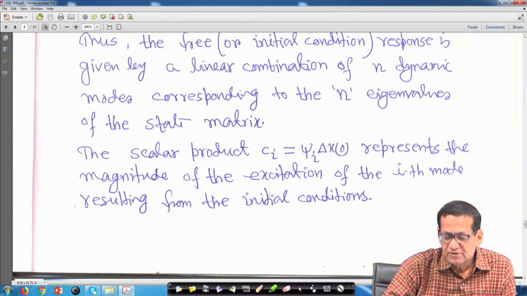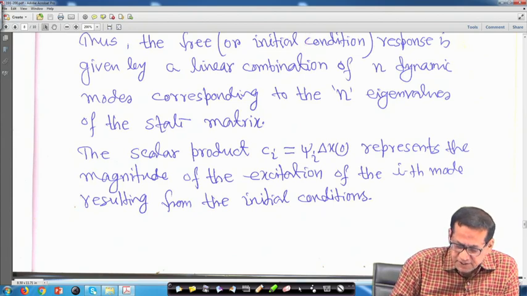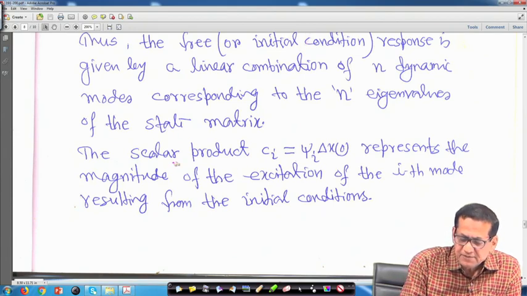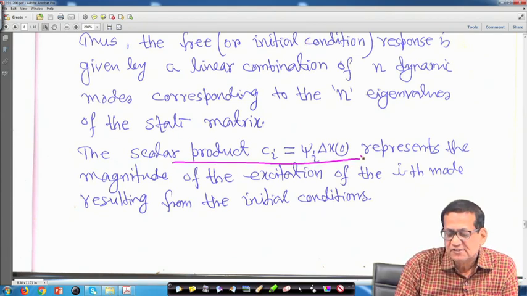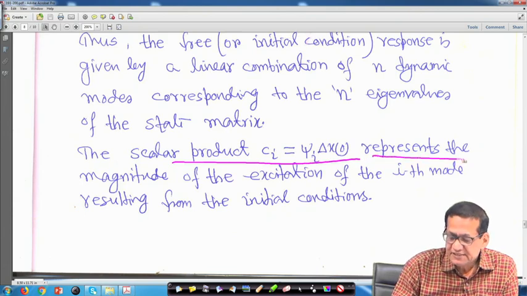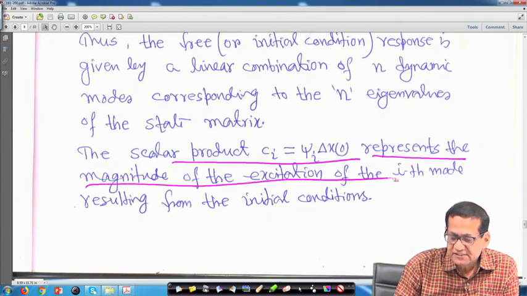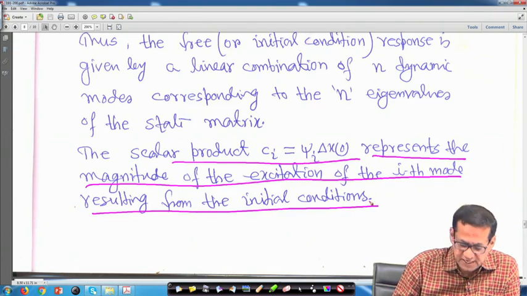Now, the scalar product c i equal to psi i delta x 0 represents the magnitude of the excitation of the i-th mode resulting from the initial condition. This should be kept in mind: the scalar product c i equal to psi i delta x 0 represents the magnitude of the excitation of the i-th mode resulting from the initial condition.